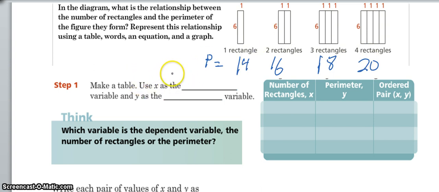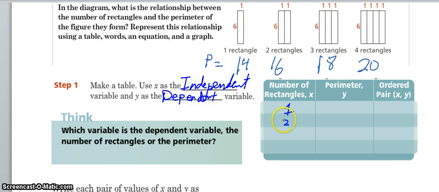And so we're going to make a table. And we want x to be our independent variable, and y is always our dependent variable. Y depends on x. So if x is independent, the thing that is independent is the number of rectangles. The thing that is dependent is the perimeter. So x is independent and y is dependent. So then we can fill out our table here.